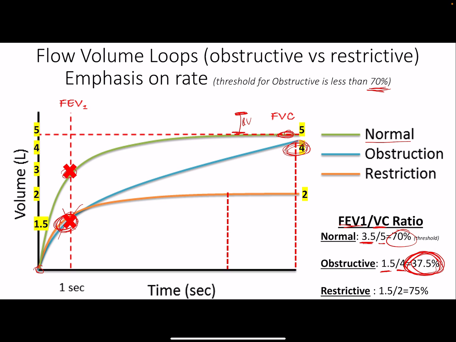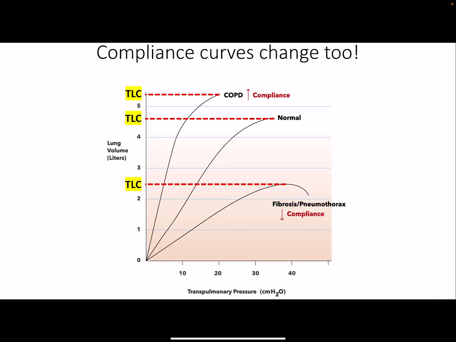So after the biggest possible breath, the most air you can get out is 2 liters. That is your vital capacity. That is very, very low. So despite the fact that you have a low FEV1, the ratio actually maintains itself at 75%. They both go down, but again, the FEV1 might not go down, or might go down by an equal amount compared to the FVC. Compliance curves also change.